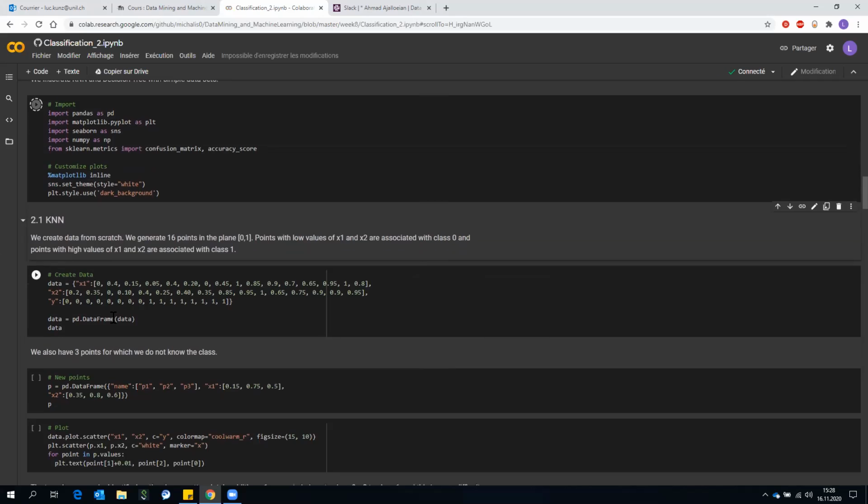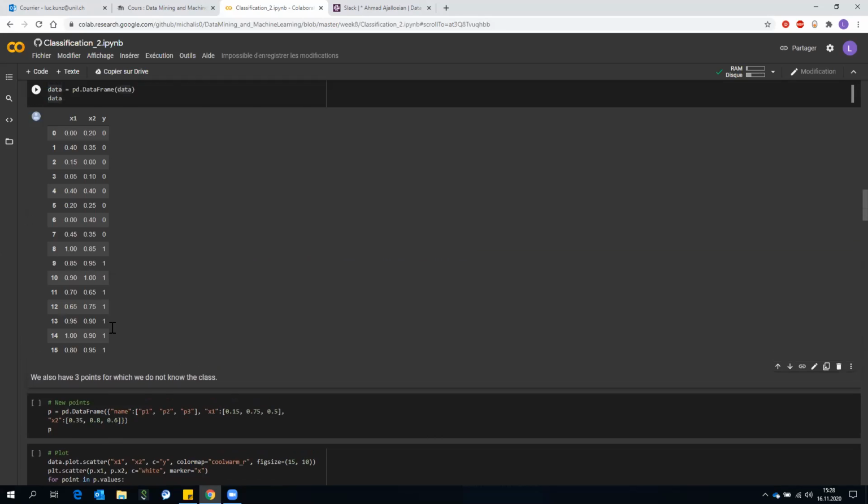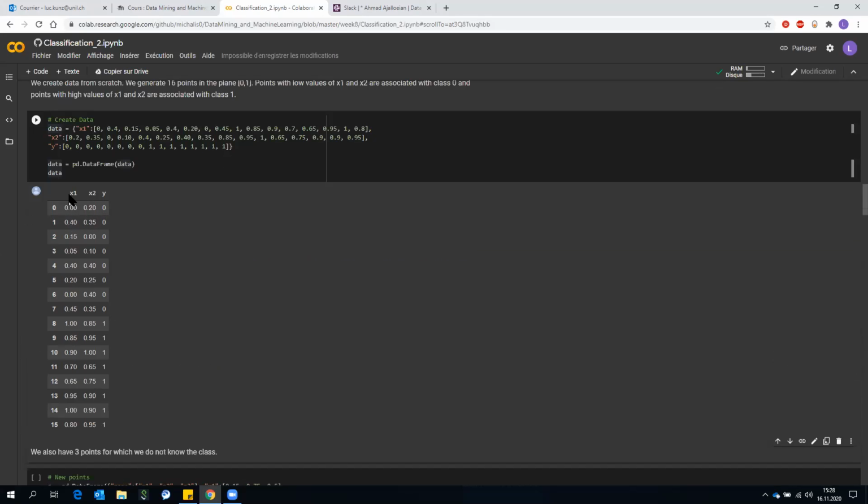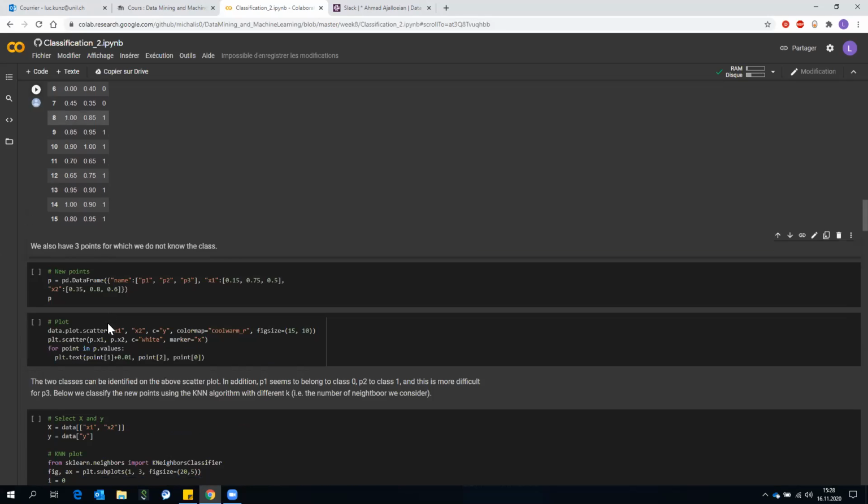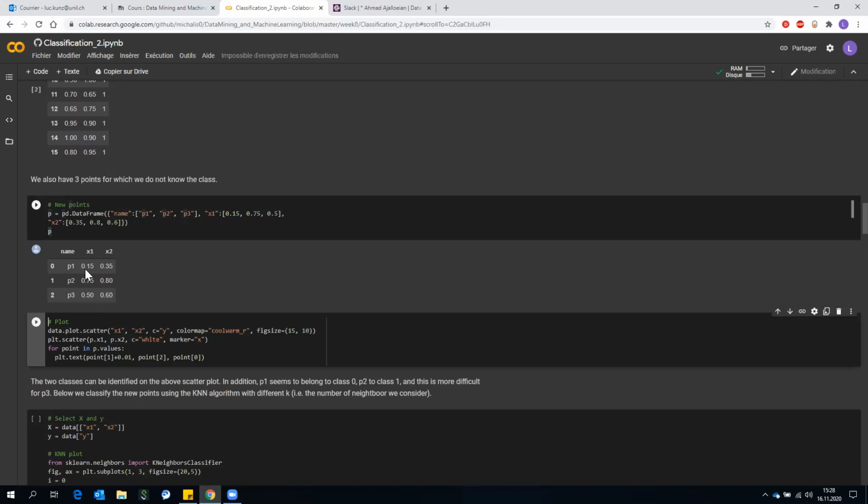Okay. So I created data from scratch. We have 16 points in the plane, between 0 and 1. Points with low values of both x1 and x2 are associated with class 0, and points with higher values of x1 and x2 are associated with class 1. So 16 points in total. And we also have 3 points for which we don't know the class. But we can already imagine. P1 should belong to class 0 because it's low and low. P2 should belong to class 1 because it's high and high, closer to 1. And P3, we don't know. It's difficult, maybe 0, maybe 1, we don't know.